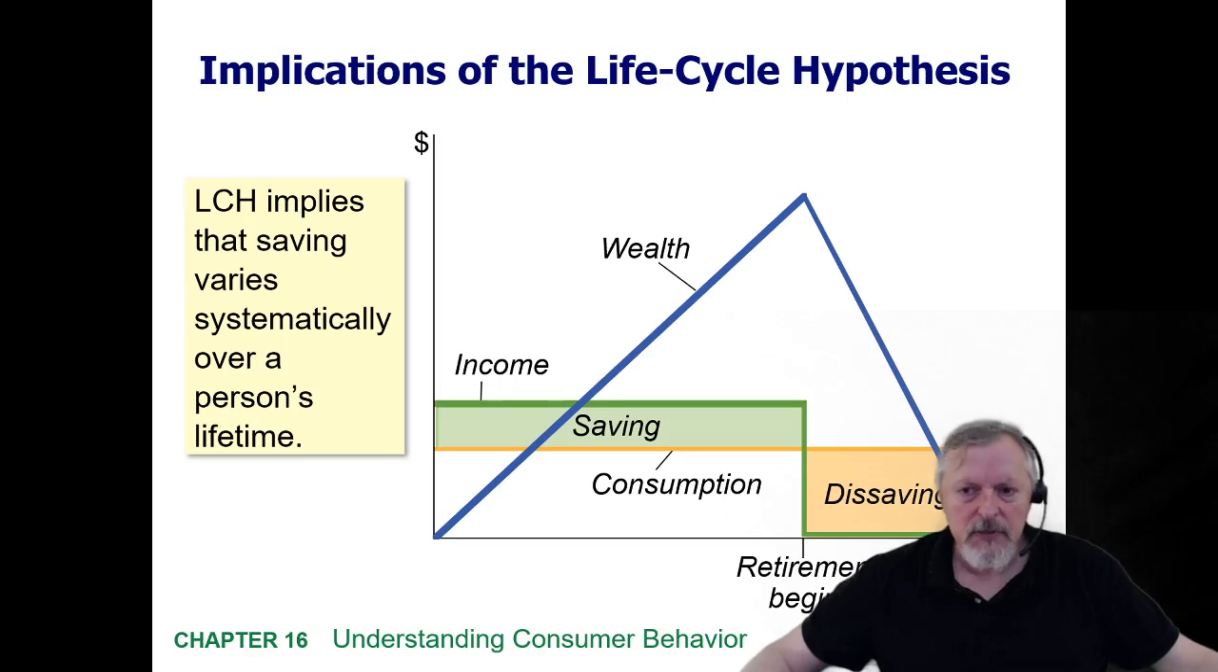Now we can add things to the model to make it more realistic. But remember, a model being realistic is not the same as a model being useful. For example, we could add in positive interest rates. We could add more complicated consumption patterns. We could add uncertainty about future income, uncertainty about when you'll die, and so on. All these modifications would make the model more complicated, but the basic message would still be the same. We would still end up with some version of this picture.